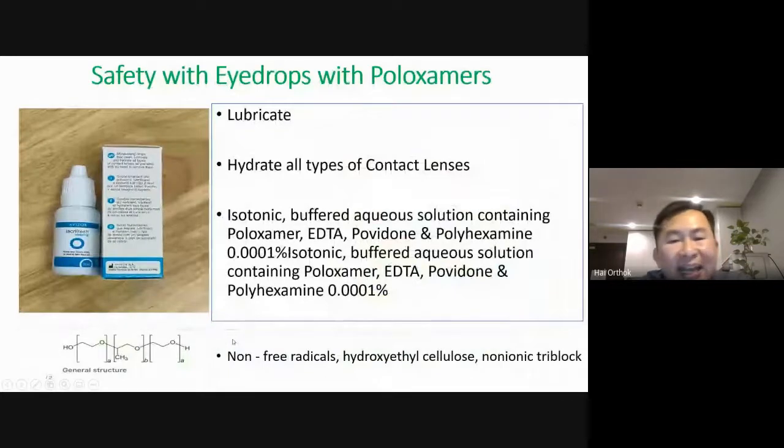And a couple of years later, Avizor came out with a Reflect cleaning solution, adding polyhexamide 0.001%. We can clean the lens while the patient is wearing the lens at night. So this eye drop is actually very good, not only for Ortho-K lenses, but any RGP lens or any soft lens should use this eye drop, using the lens together with the eye drop.